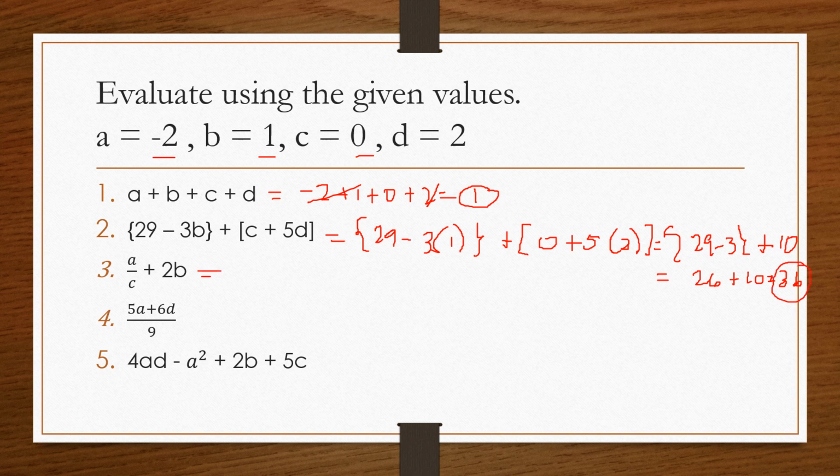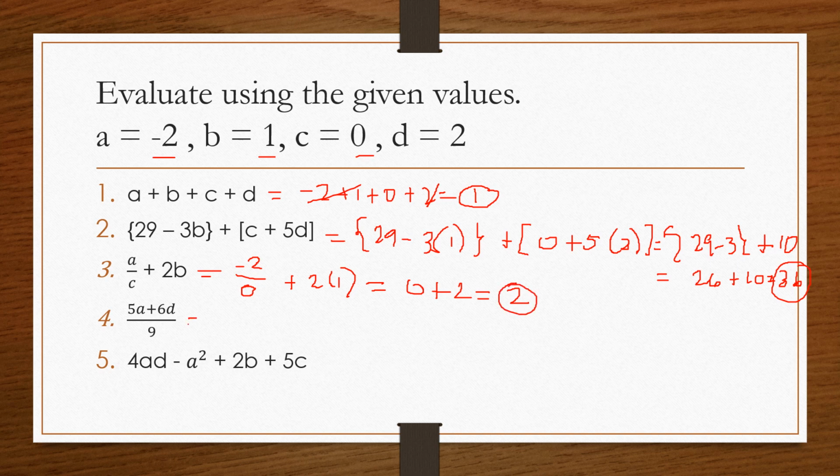Okay, next. So we have negative 2 over 0 plus 2 times 1. Alright, negative 2 divided by 0 is 0. Plus 2, still times 1 is 2. So the answer is 2.